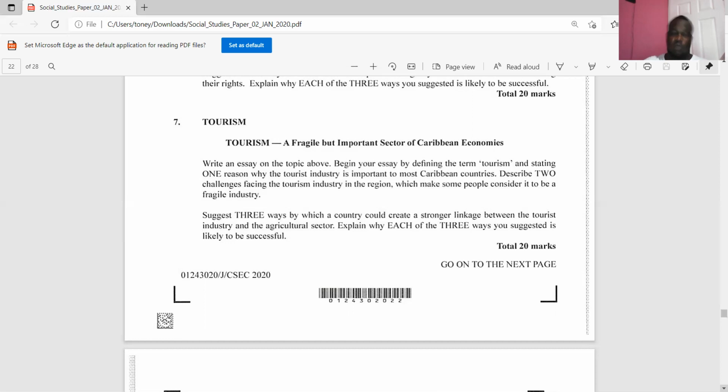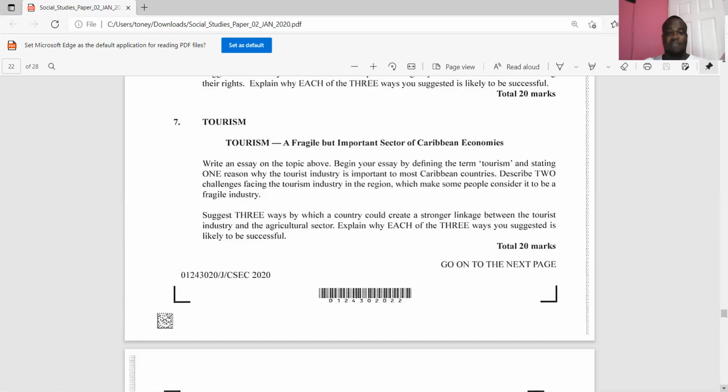Another reason why tourism is important to Caribbean countries is because it provides a lot of jobs. A lot of persons are employed within the tourism industry because we know and understand that the tourism industry is a very large industry, right? And tourism creates linkages with other industries as well. For example, tourism links with agriculture, with transportation, with manufacturing, with construction, with food and beverage. So it creates a lot of employment and it generates income.